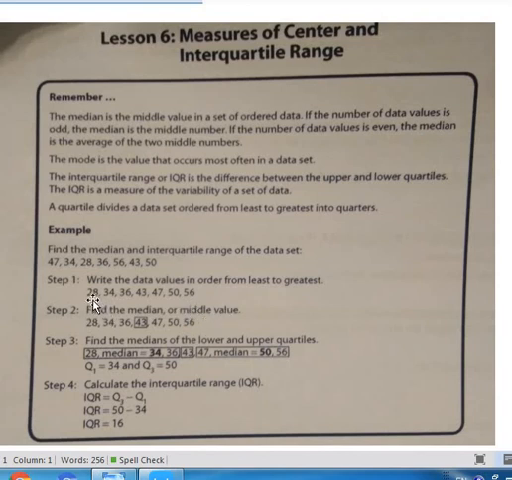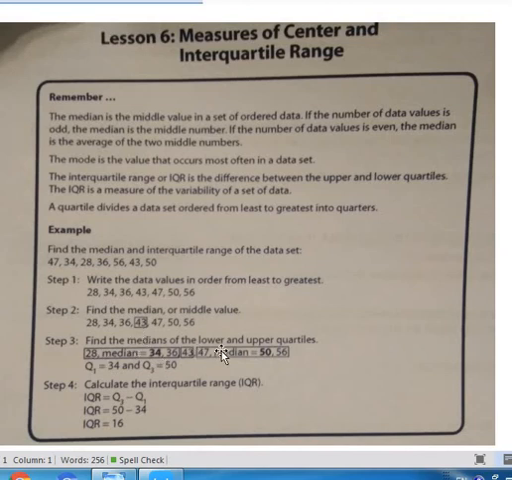So after writing my values from least to greatest, find the median or the middle value. Count together. 1, 2, 3, 4, 5, 6, 7. 7 is an odd number, so I'm going to take what, Adam? I'm going to take the number in the middle. So the number in the middle is 43. Here I have 3 friends, and here I have 3 friends, and Miss Dina is standing between them. So here 3 boys and 3 girls, Miss Dina in between. This is the median.